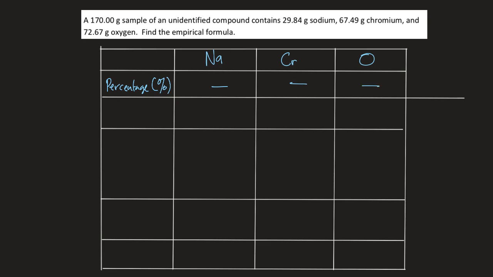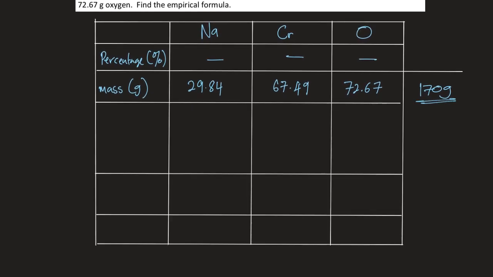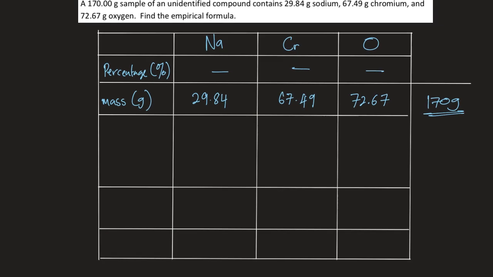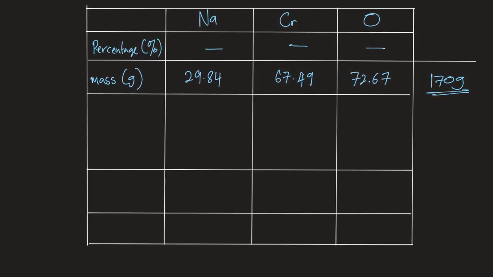They've only given you grams here, so we're going to work with the mass. They've given you 29.84 grams of sodium, 67.49 grams of chromium, and 72.67 grams of oxygen. And that should give you 170 grams in total. Once that's sorted out, you can start moving to the next thing. Please make sure you take down the question so that you know what you're doing when you're doing the working out. Please try and pause for certain sections.